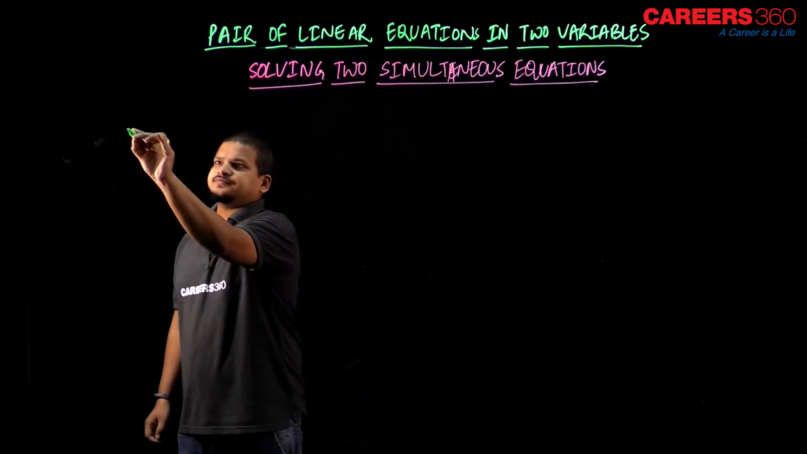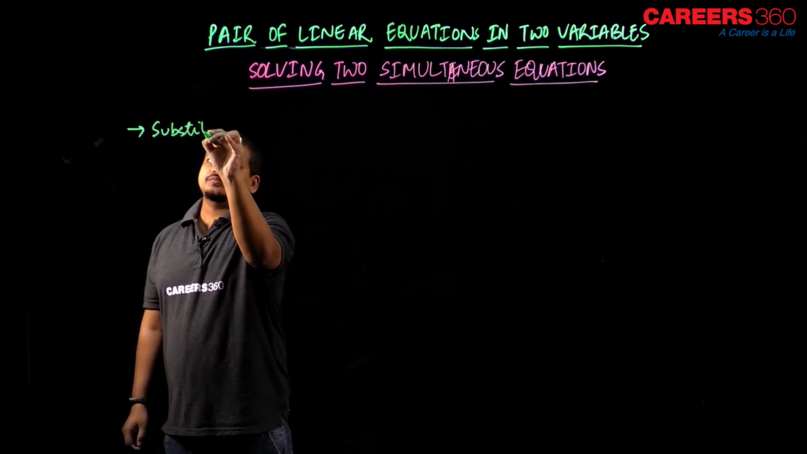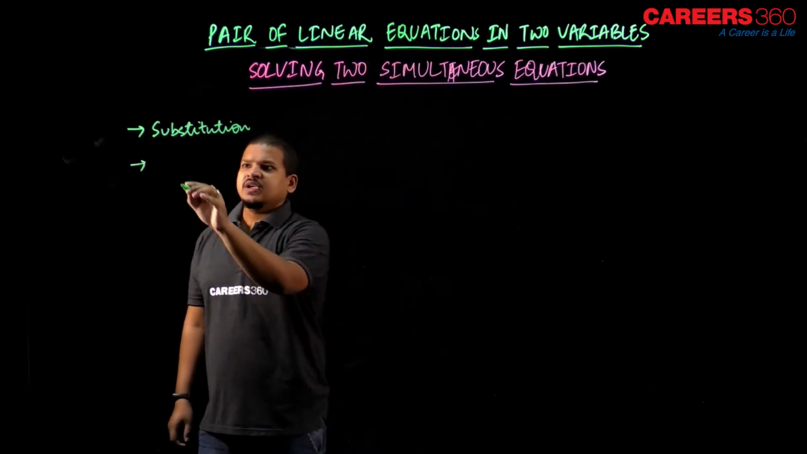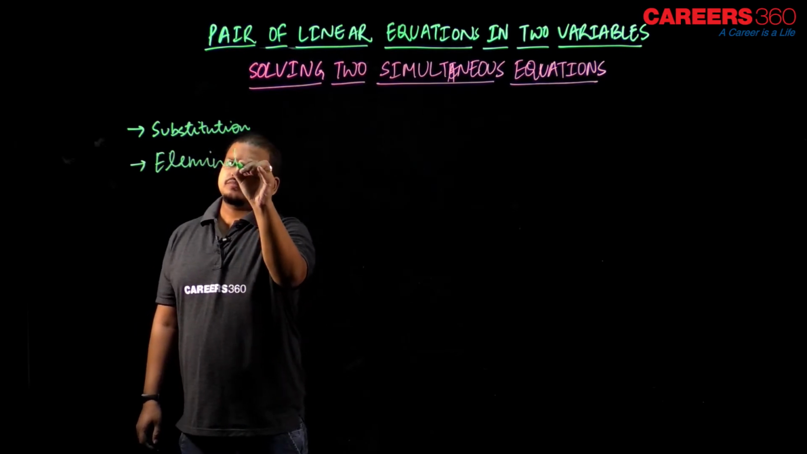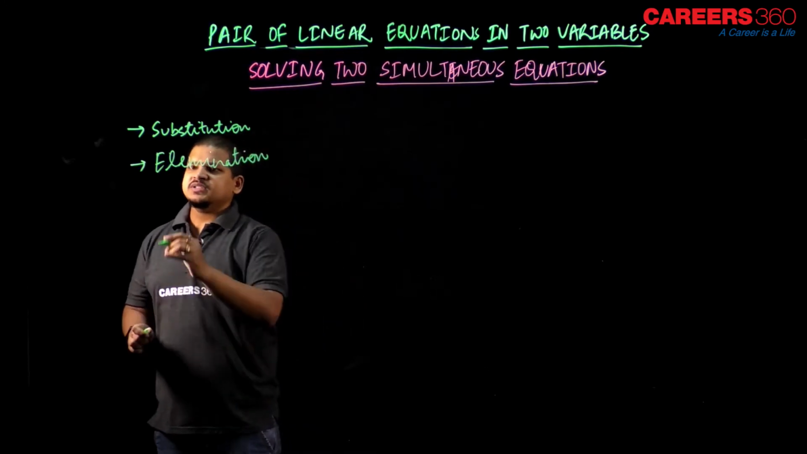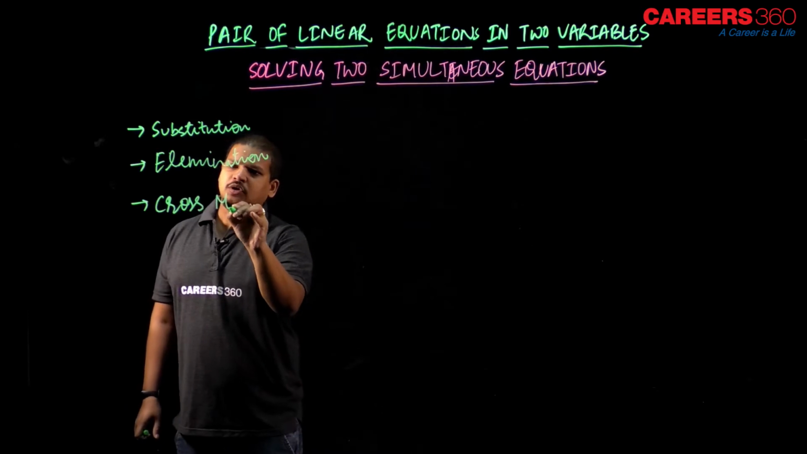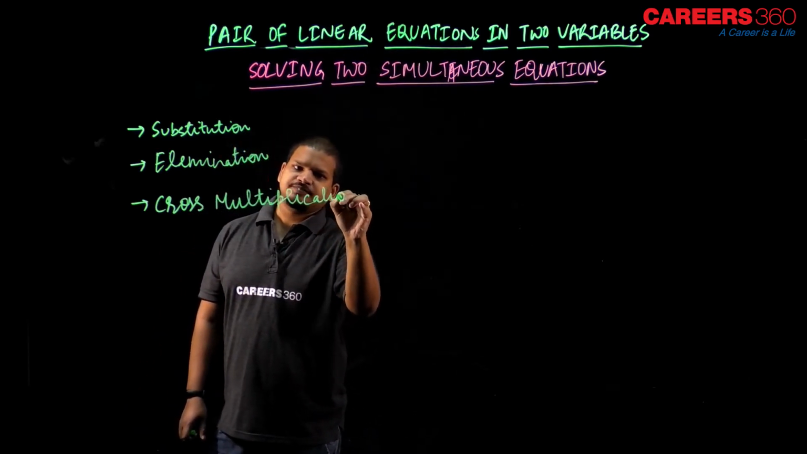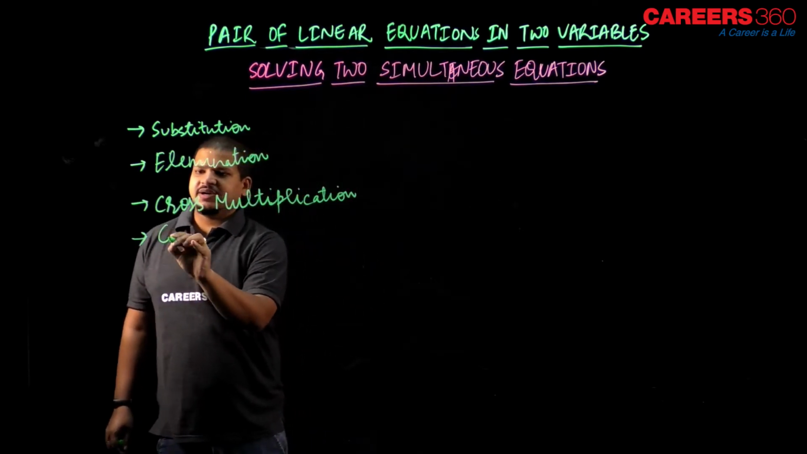First one is substitution. Second one is elimination method. Third one is cross multiplication, and fourth one is graphical method.